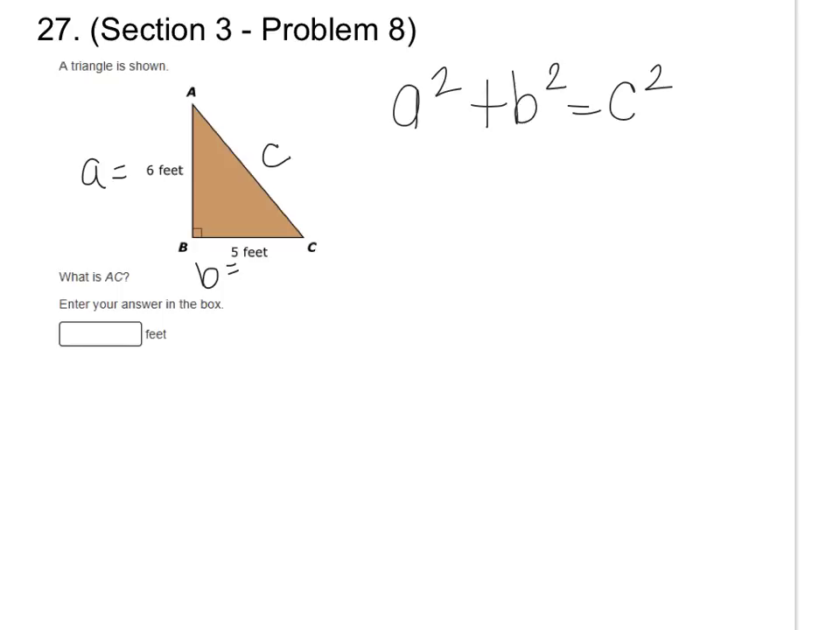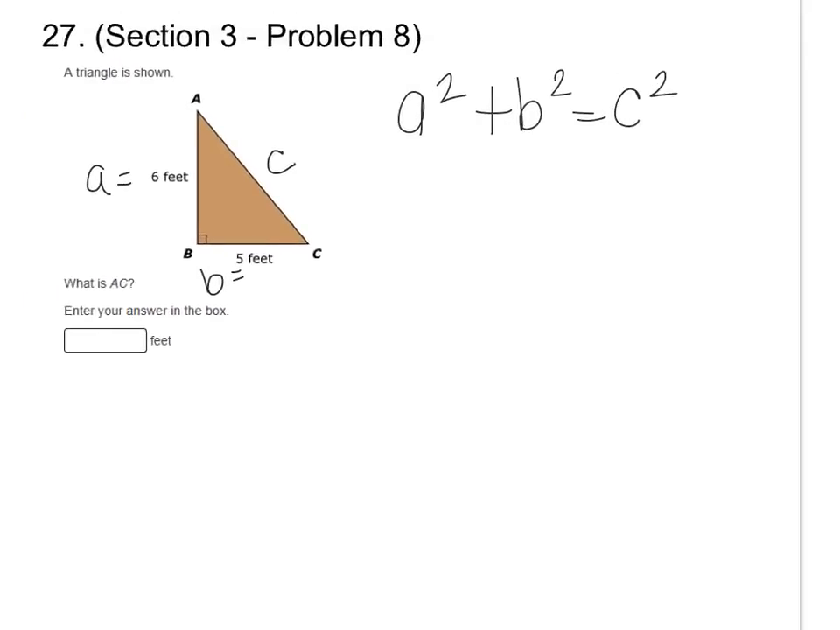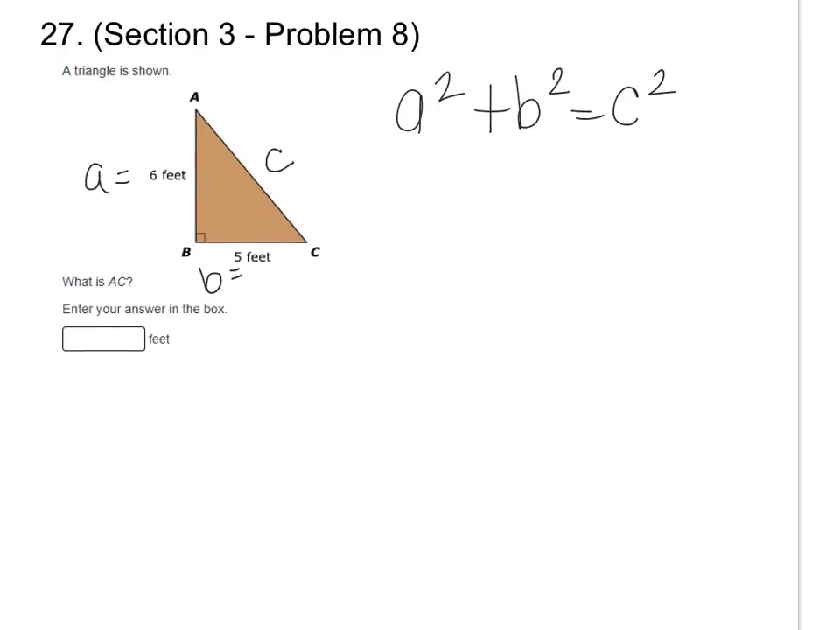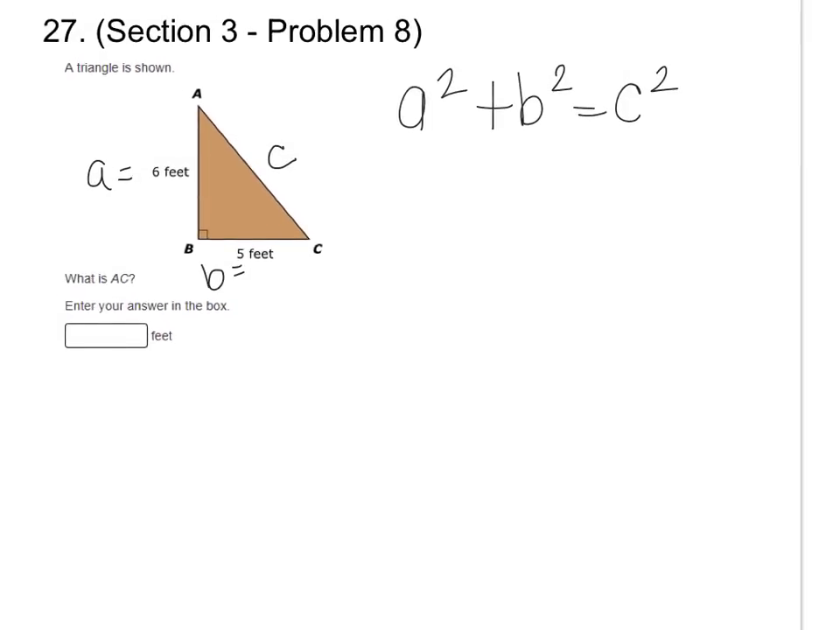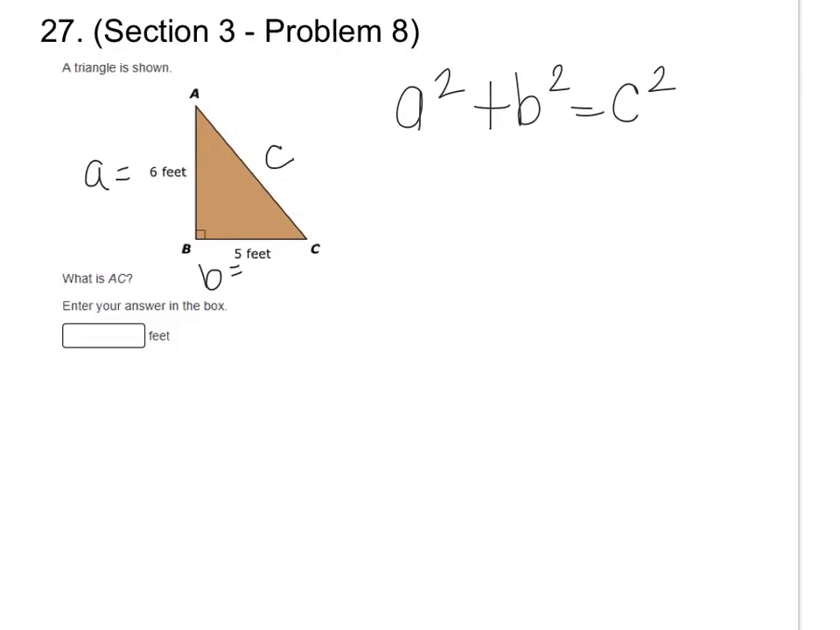So after you do the Pythagorean theorem, this side C should be longer than the other two sides, 5 or 6 feet. So if you get C and it's shorter than 5 feet, you know you've done something wrong. And notice too how the Pythagorean theorem, it's a squared plus b squared equals c squared. You can't just add 6 and 5 and get 11, right? The Pythagorean theorem does not just say a plus b is equal to c, right? That is not what it is, okay?